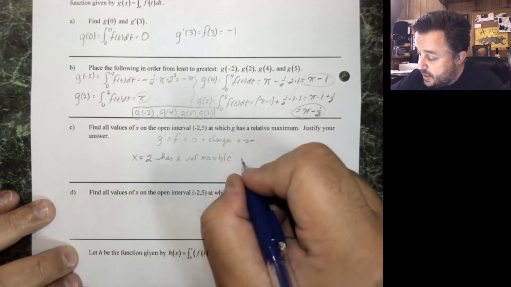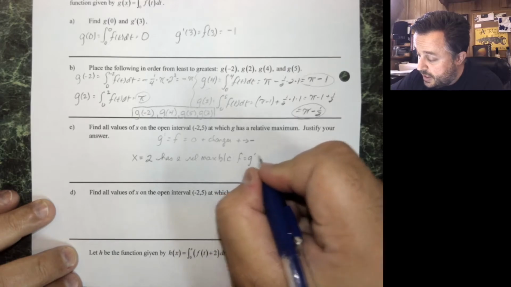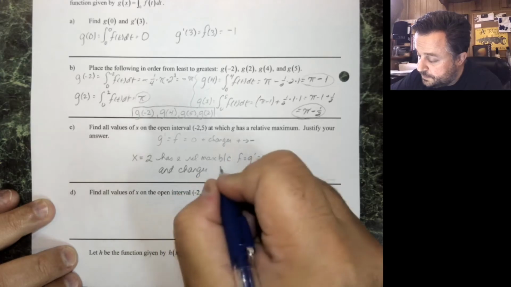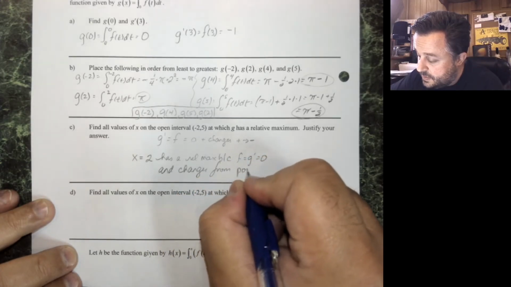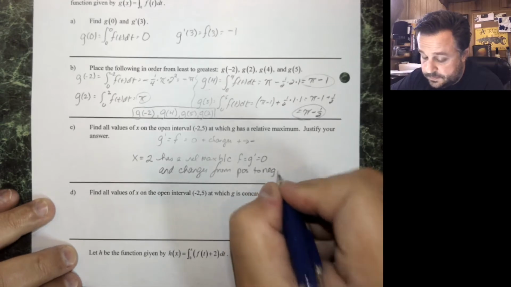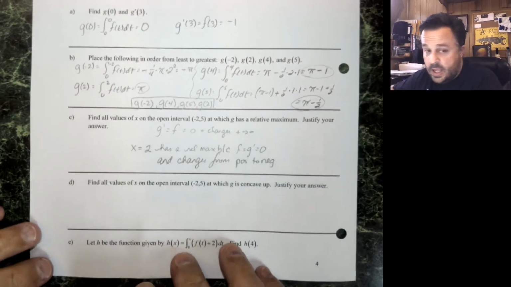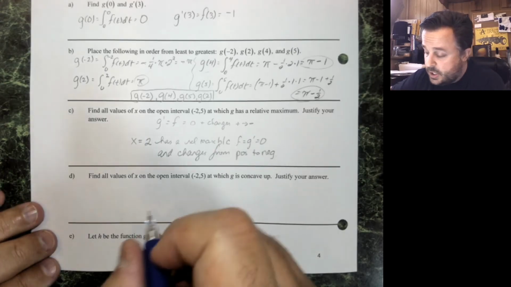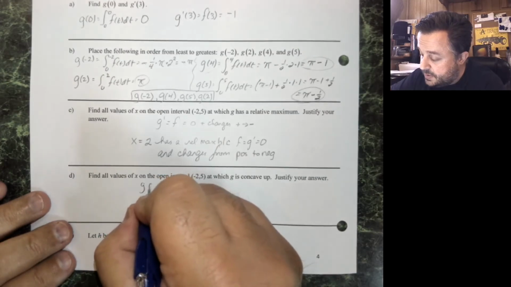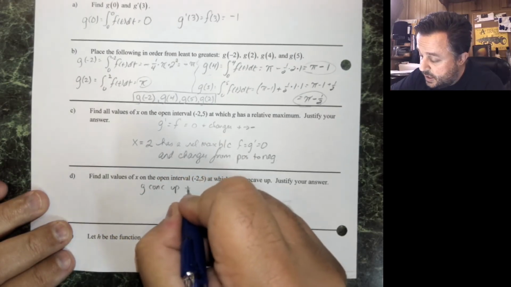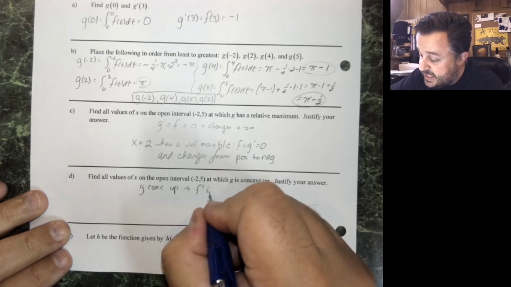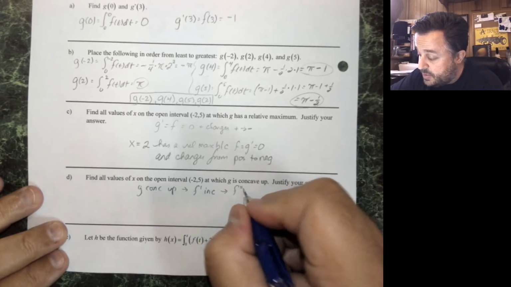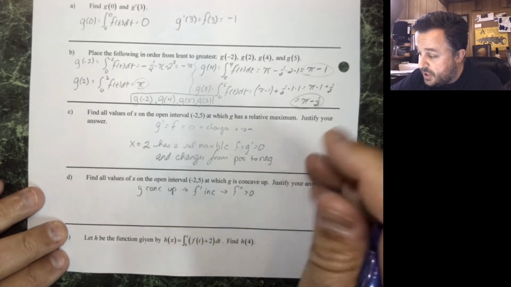So all the values of x on -2 to 5, x equals 2, has a relative maximum because f, which is g prime, is 0 and changes from positive to negative. Okay. Next, find all the values on the open interval -2 to 5 at which g is concave up. So I'm going to say g is concave up implies that f prime is increasing, or f double prime, the slope of f prime, is positive.